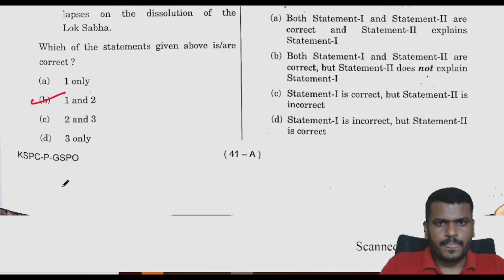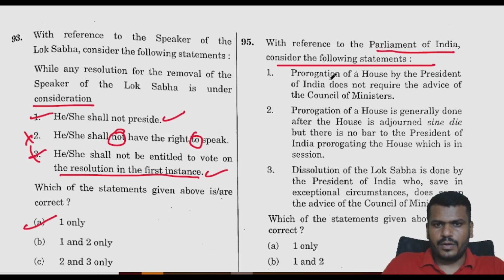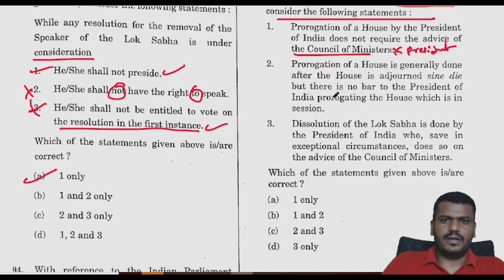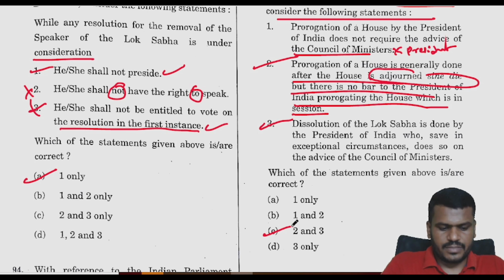Okay, that is the 94th question. And let's see the 95th question. With reference to the Parliament of India, consider the following statements. Prorogation of the House by the President of India does not require the advice of the Council of Ministers. Okay, the Council of Ministers' advice is definitely required, guys. That's why statement 1 is definitely not correct. And prorogation of the House is generally done after the House is adjourned sine die. But it is no bar to the President of India proroguing the House within a session. That is correct. And third, dissolution of the Lok Sabha is done by the President of India, who, save in exceptional circumstances, does so on the advice of the Council of Ministers. Statements 2 and 3 are correct. The first statement was not correct.